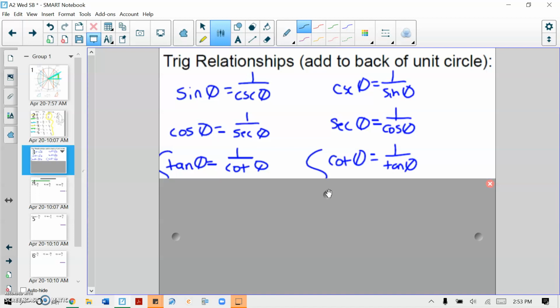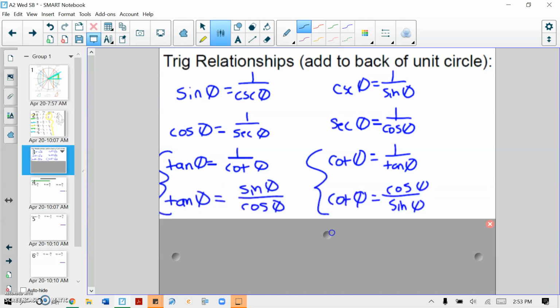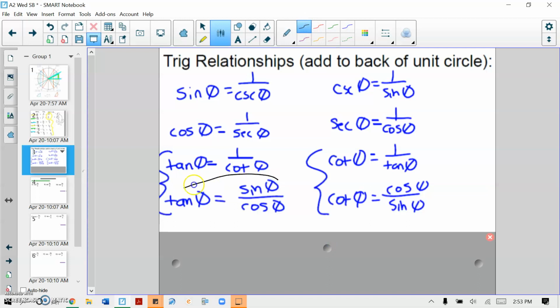Tangent of theta can also be a slightly different ratio. Tangent is also actually the same thing as sine over cosine. That's not something we have talked about yet. There is a reasoning for that, but it's kind of hard to explain just through a video. So just trust me for now.